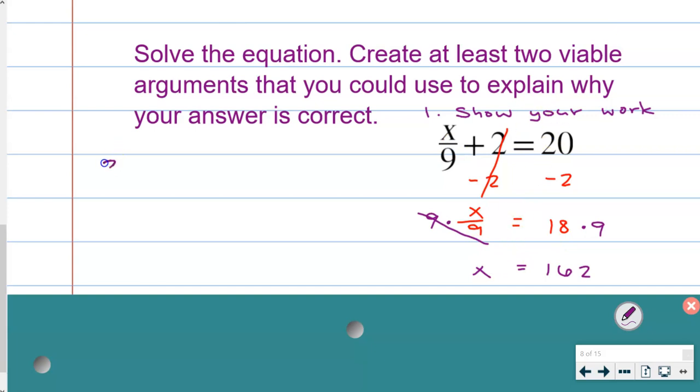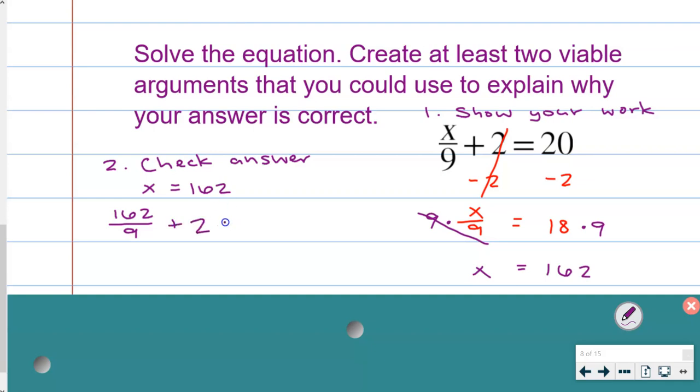And the second way that we can create a viable argument, Landis has a great idea. Landis, what do you think we should do? Yeah, do the opposite way. In other words, check your answer. What do we know? We know that x is equal to 162. So that means I should be able to, instead of x, write 162. So it'll be 162 divided by 9. Love how everybody is writing this down. Pencils are moving. We're including it in our notes. 162 divided by 9 plus 2.